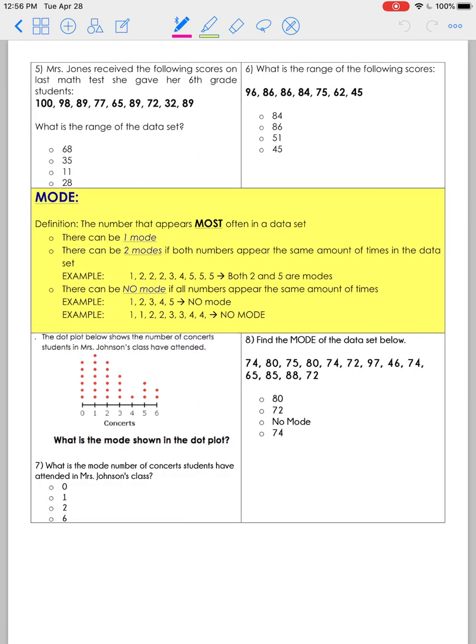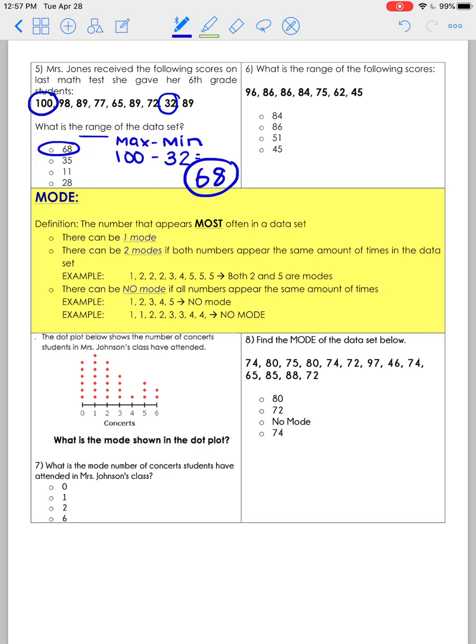So, let's take a look here. Number 5 and 6 are both range questions. On here, it says, Ms. Jones received the following scores on the last math test that she gave her 6th grade students. What is the range? Okay, so we want max minus min, and the maximum score looks to be 100 minus the minimum score, which is a 32. Now again, if you got your calculator handy, you can use it. If not, you can do the subtraction by hand, it doesn't matter. But when we subtract 100 minus 32, we get that this data set has a range of 68.